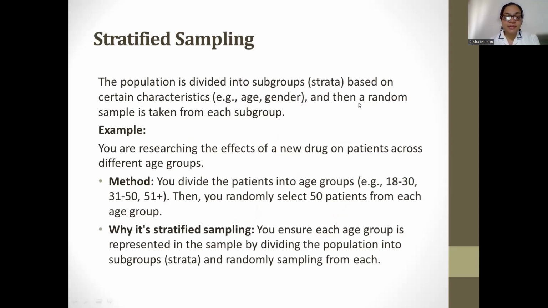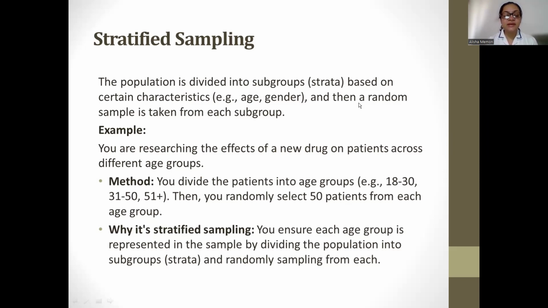Coming to stratified sampling. Firstly, for stratified sampling, the population is divided into subgroups or strata based on a certain characteristic, say maybe age, say gender, and then a random sample is taken from each group. For example, I am trying to understand the effect of a new drug on patients across different age groups. So now I have a group of patients on whom I have to identify the effect of a certain drug. Now I'll divide these patients into different age groups.